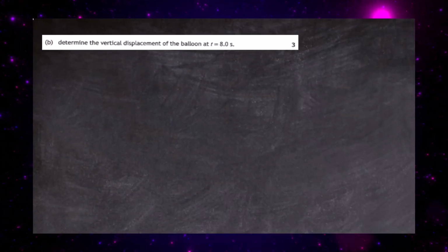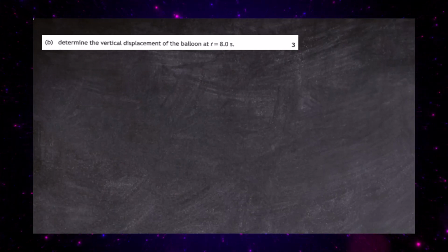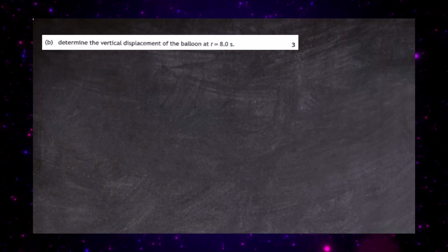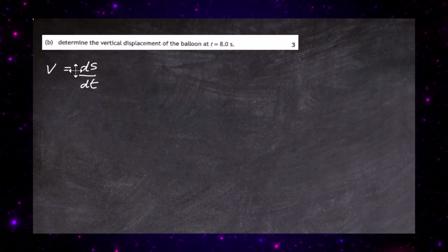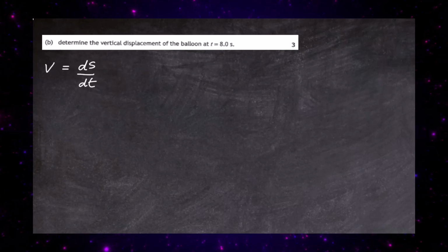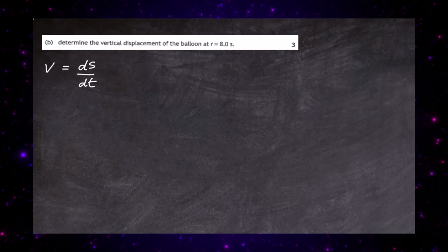Question 1, part B. It says determine the vertical displacement of the balloon at t equal to 8 seconds. Once again, we've got to do it by calculus methods, and we know first of all that the velocity is going to be equal to the rate of change of the displacement. So in terms of calculus, v equals ds by dt.